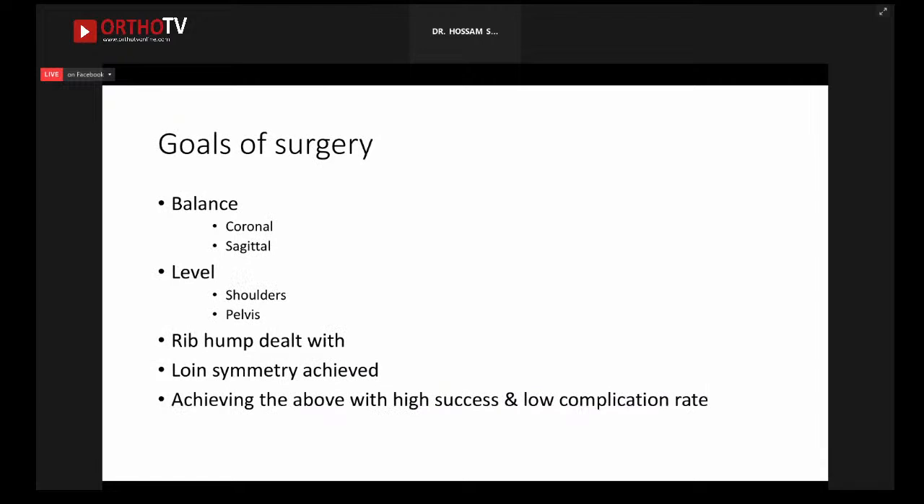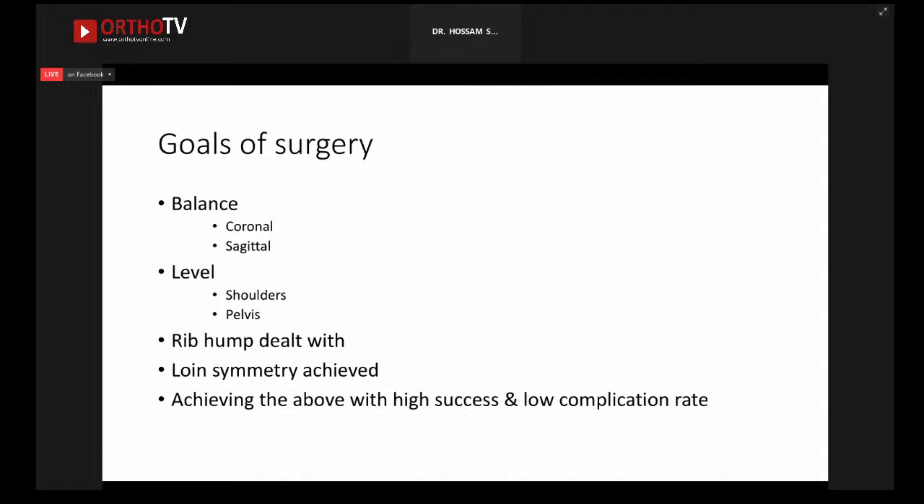When you are embarking on surgery, you should have goals. The goals are obviously achieving balance, both coronally and sagittally, having a level shoulder and a level pelvis, dealing with the rib hump and obtaining loin symmetry. Achieving all of these goals with high success and the least possible complication rates.